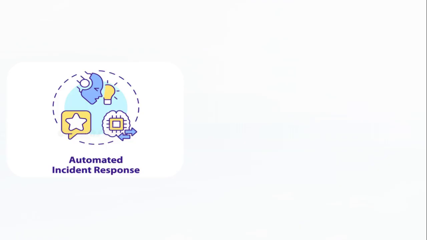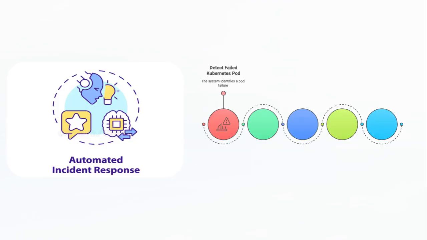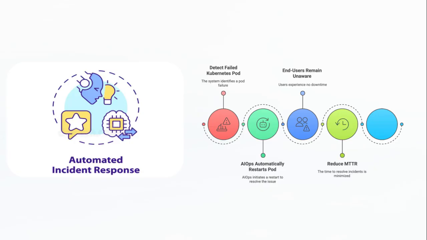A good example of this would be a situation where a failed Kubernetes pod is detected. AIOps automatically restarts it before end users notice downtime. Automating incident management reduces mean time to resolution, MTTR, and eliminates manual work.